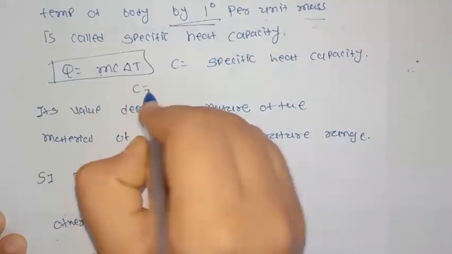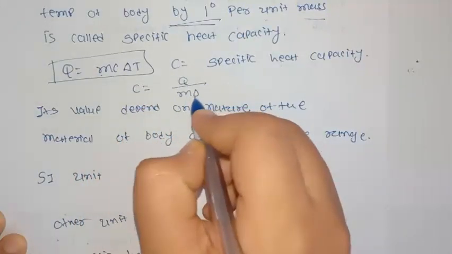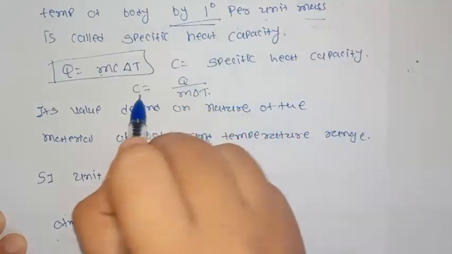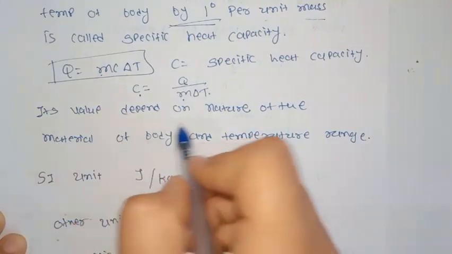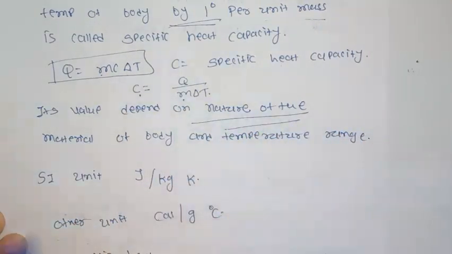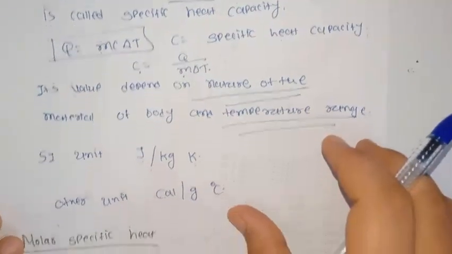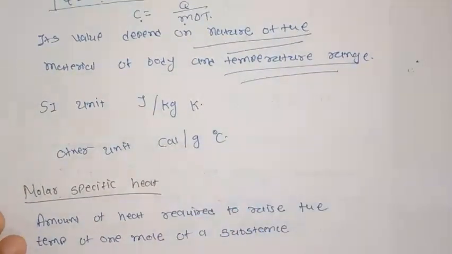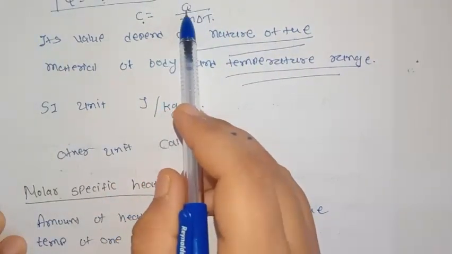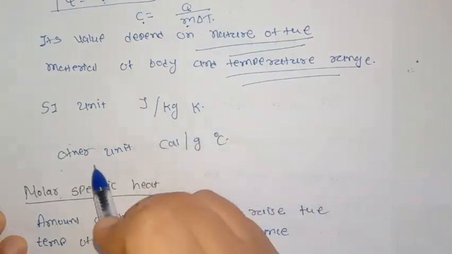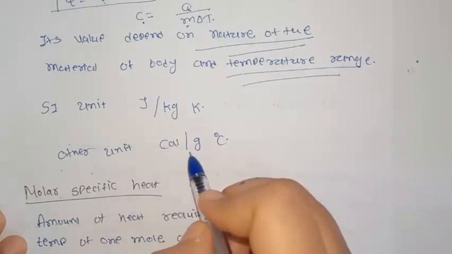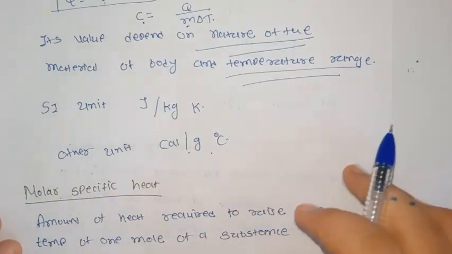From this we can write C is equal to Q upon m delta T. So the specific heat capacity is independent of mass. Its value depends only on the nature of the material and the temperature change. The SI unit of Q is joule, so the SI unit of specific heat capacity will be joule per kg Kelvin, but the most used unit is calorie per gram degree Celsius.